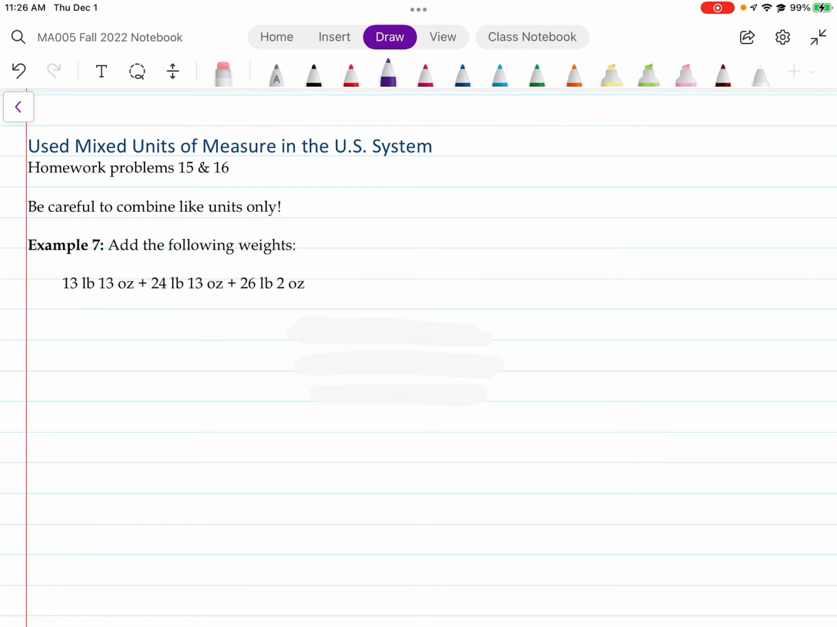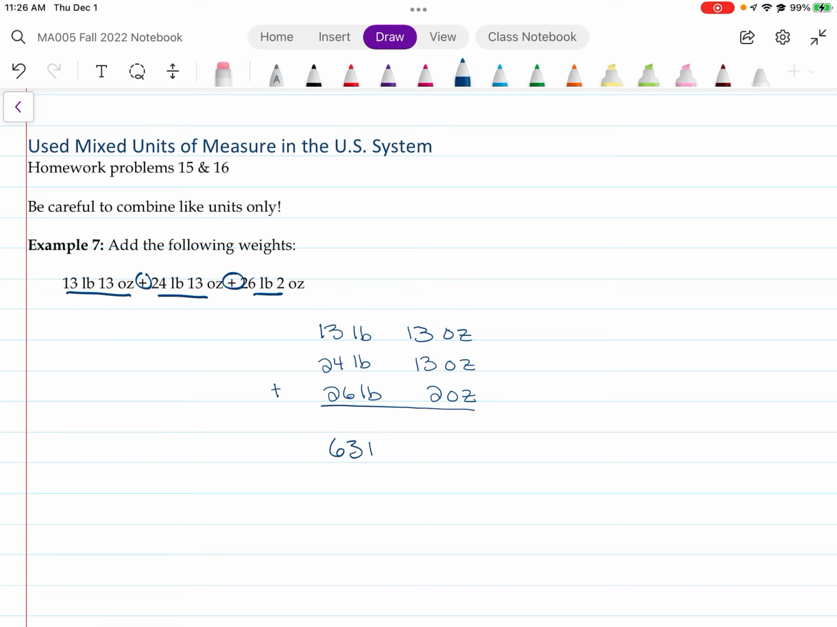So in order to add this up, you are going to have to do them each separately and line them up like this. So we've got 13 pounds, 13 ounces, 24 pounds, 13 ounces. That's each one of these different ones, and they are all added up. So what we're going to do is line up the pounds and line up the ounces. So we get 63 pounds, and I'm going to leave off the S. We usually don't do that. And 28 ounces.